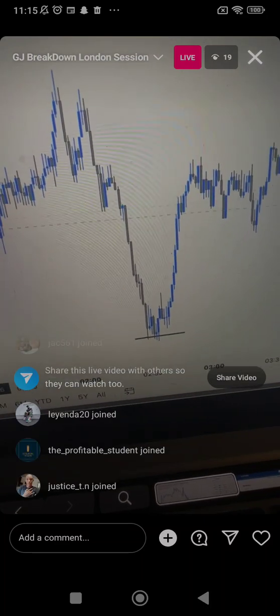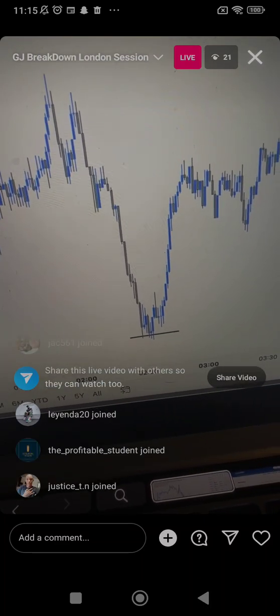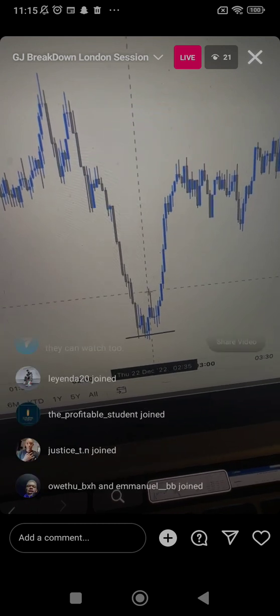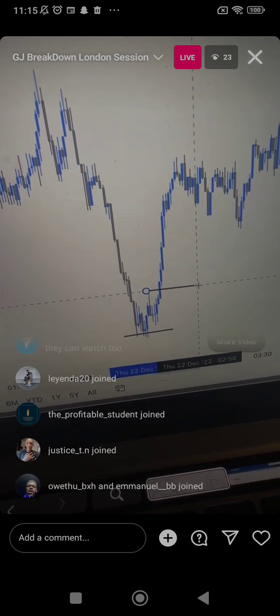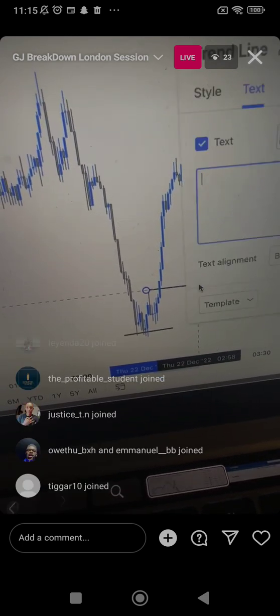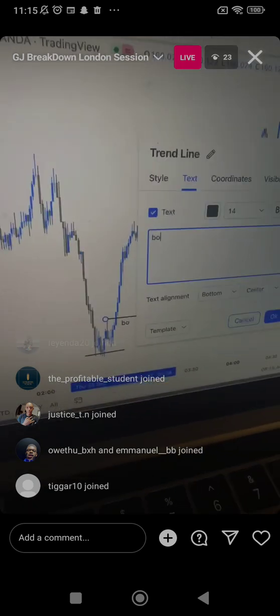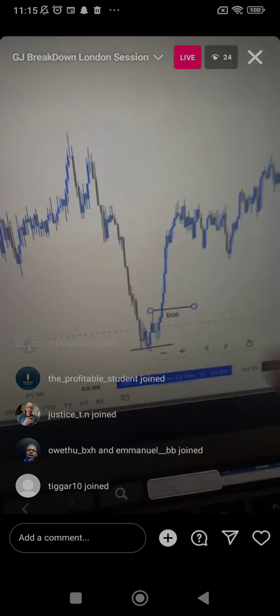Structure right here. Okay, so we're going to take another line. All right, we're going to place it on the top, and we're going to just say that that is our break of structure. Okay, our BOS. All right, break of structure.